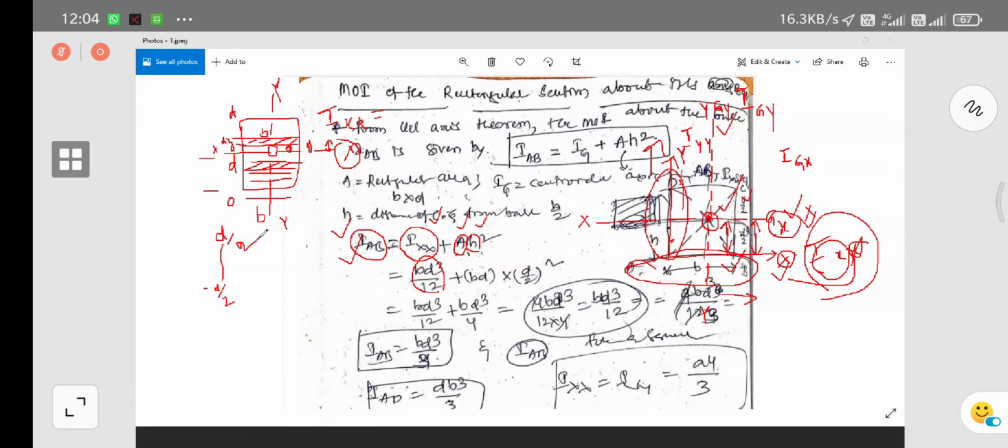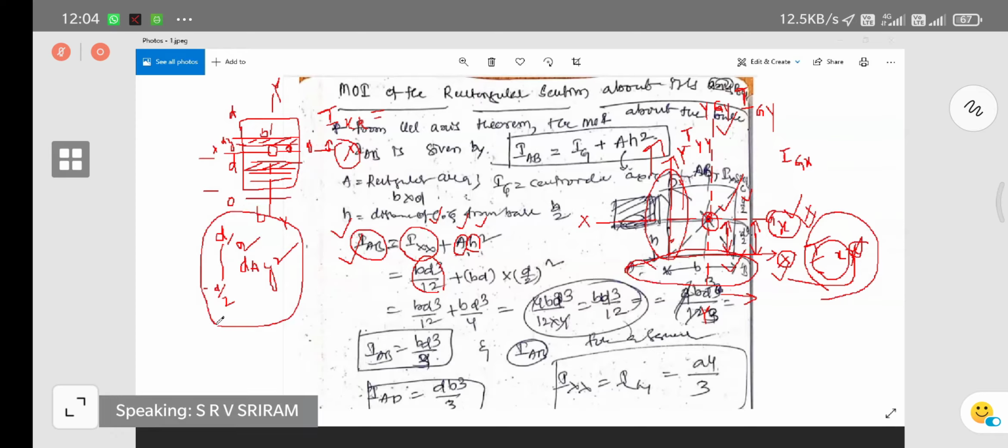I am giving the differential elemental area, dA, and I am going to integrate it times the perpendicular distance for this differential element, which is y. So it is y square dA. If you do it, you will definitely get the central moment of inertia as bd cube by 12.